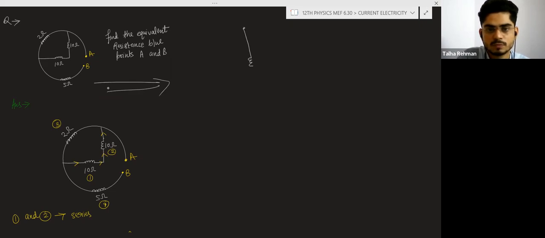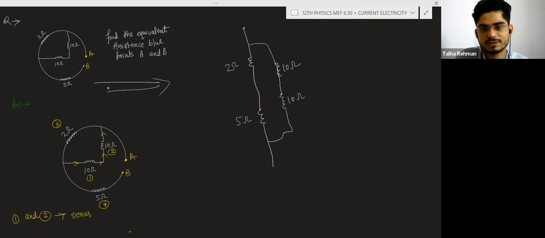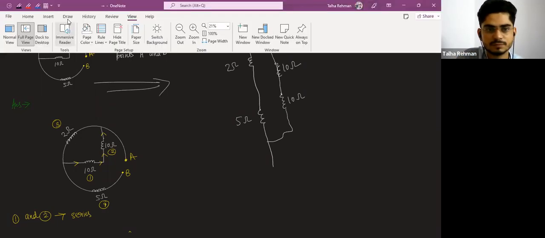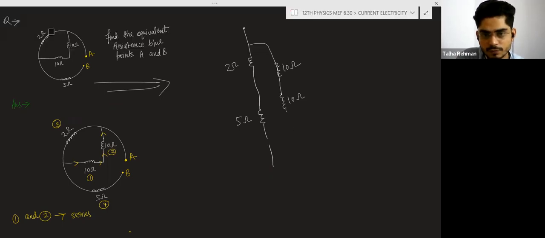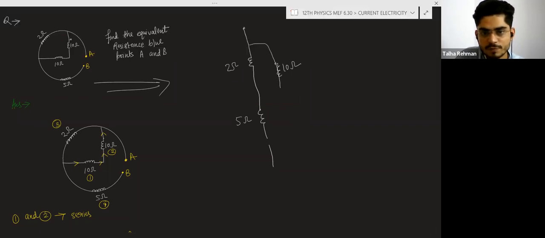This is 2 ohm and this is 5 ohm. This is 2 ohm and this is this kind of combination. Here a 10 ohm is connected and here a 10 ohm is connected. So not this. Actually, you have to take this here. You will connect this here. See, both combinations are same.